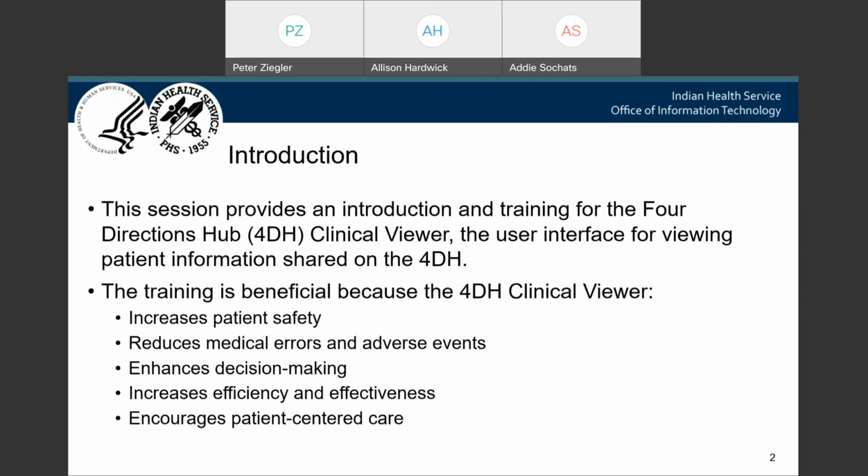As an introduction, this session is going to provide introduction and training for the Four Directions Hub, or 4DH, Clinical Viewer. This is the user interface for viewing patient information that is shared on the 4DH. The training is beneficial because the clinical viewer for 4DH increases patient safety, reduces medical errors and adverse events, enhances decision-making, increases efficiency and effectiveness, and encourages patient-centered care, among other values as well.